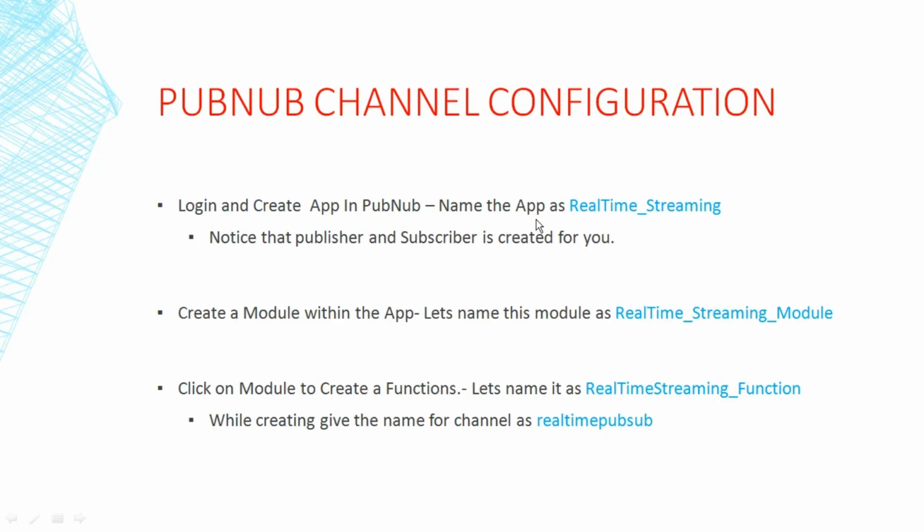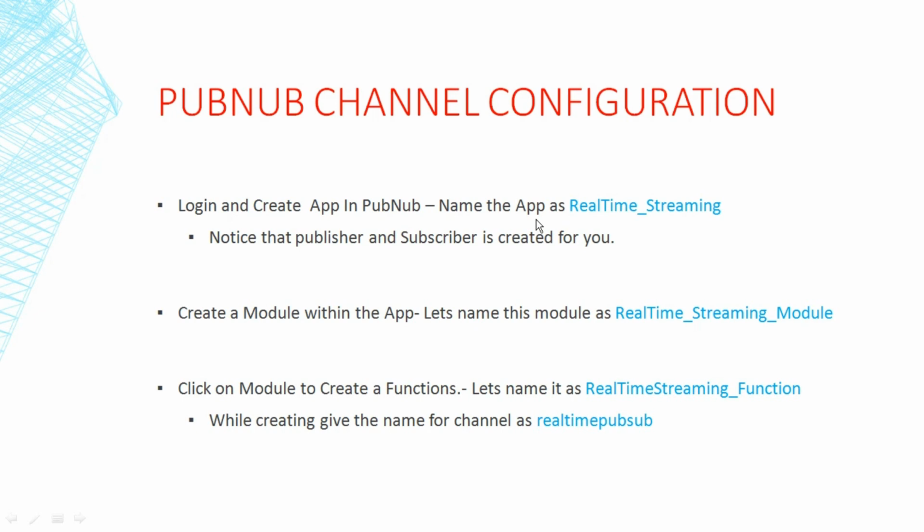So far we have seen how to configure the PubNub channel, and this slide shows all the steps that we have done so far to configure the PubNub channel. Now we have created the function, which is nothing but function as a service. Now that function has to be modified to meet our requirement. Now let's see what changes are needed in the function that we created and why they are needed.